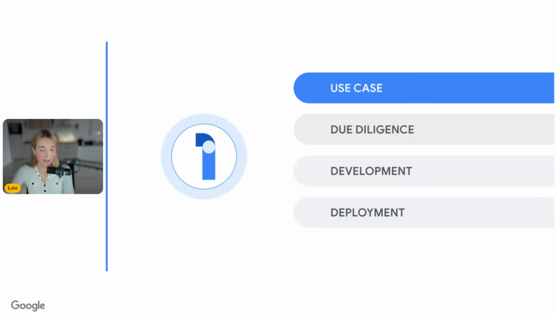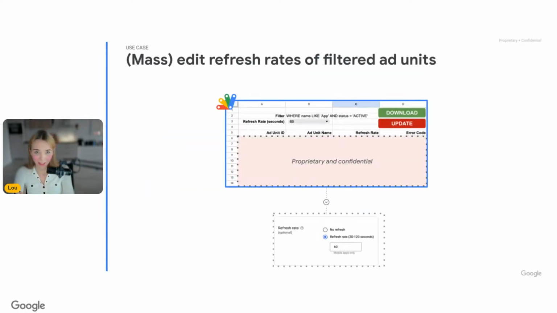So the use case, like I said, we'll be using one of the use cases we covered in the beginning. If you've paid attention, one of the use cases was mass editing refresh rates of filtered ad units. Basically, we filter an ad unit. For example, let's say we filter ad units by name. Let's say you want your app ad units and they all have app in the name. So we can filter by name like app, or name equals app, or whatever filtering you want to use. Check the API reference for more information on that.